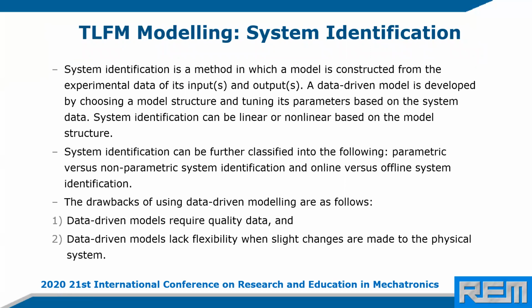As to system identification now, this is a method in which the model structure is constructed from experimental data of its input and output. System identification can be classified into parametric, non-parametric, online versus offline. The drawbacks of data-driven modeling is that data-driven models require quality data. Data-driven models lack flexibility when slight changes are made to the physical system.